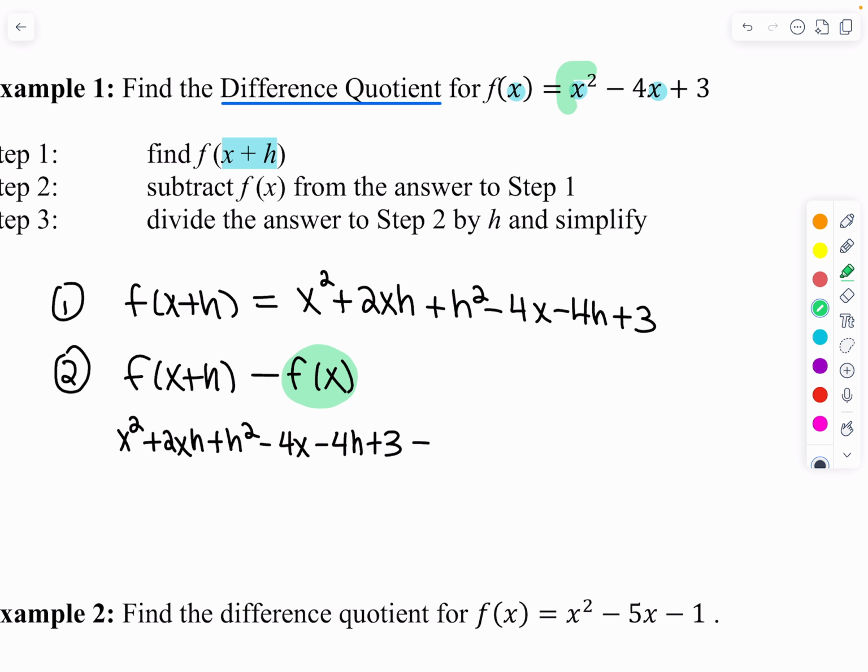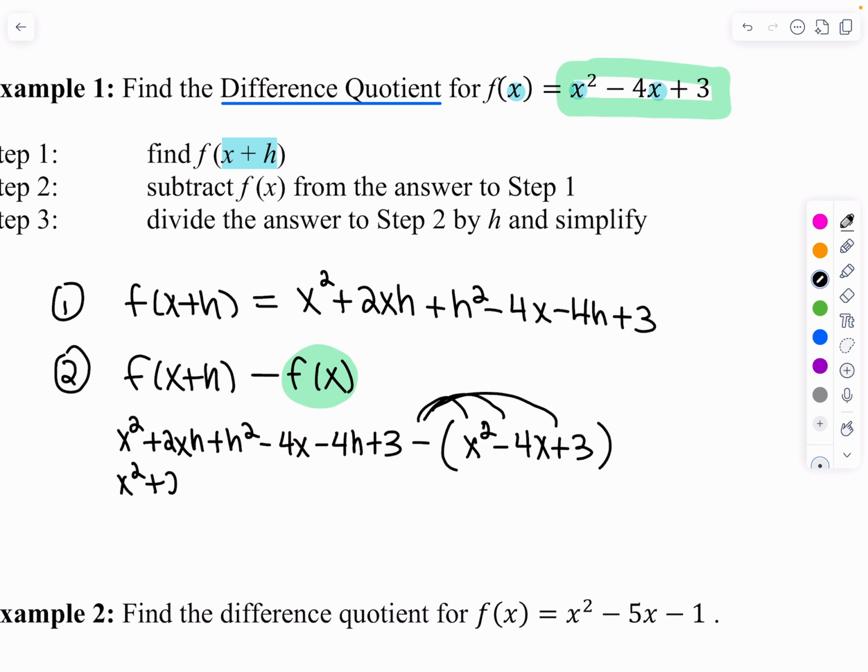And because the whole thing is 3 terms, I just want to make sure I put a minus sign and then a parenthesis. So I'm subtracting x squared minus 4x plus 3. So really that'll distribute that minus sign. So we'll get x squared plus 2xh plus h squared minus 4x minus 4h plus 3. Now we have a minus x squared plus 4x and a minus 3 because those 3 terms will change their signs. Now let's look at this.